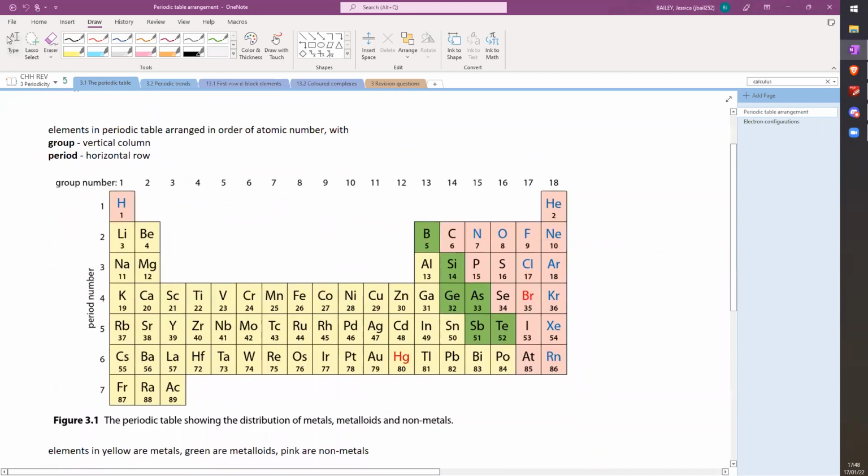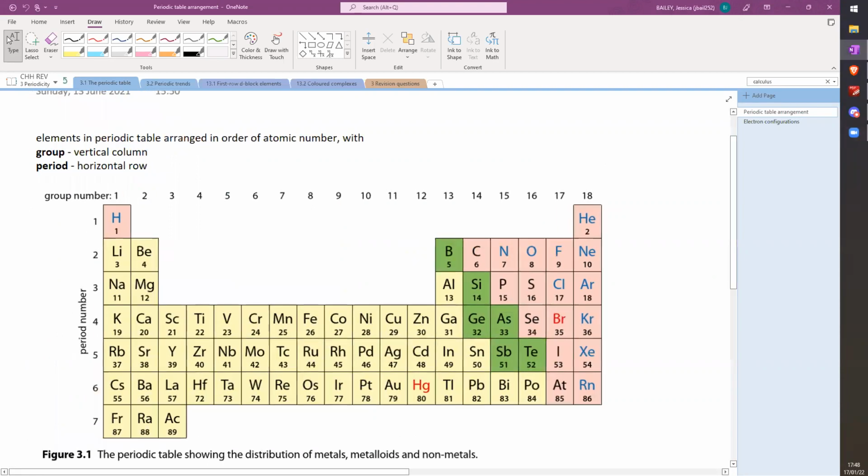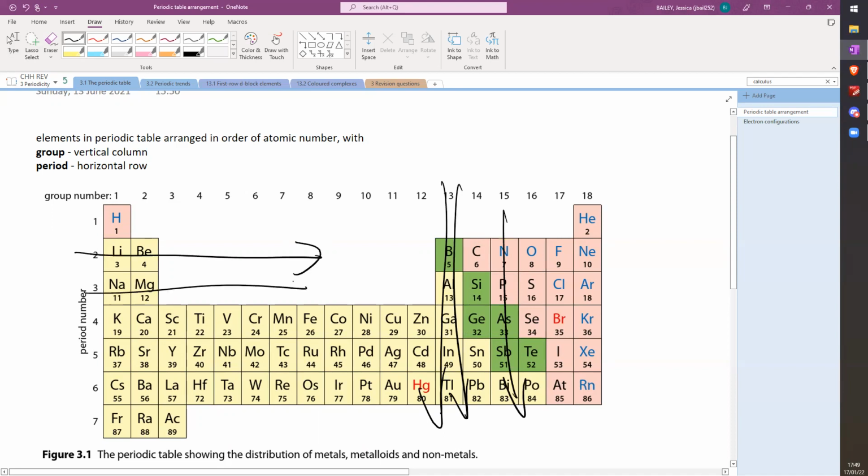So it just starts off with the periodic table basics. So this is just terminology stuff. So groups are the vertical columns in a periodic table, so they go downwards like this, and the periods are the ones that go across. And the numbering for groups goes from 1 to 18.